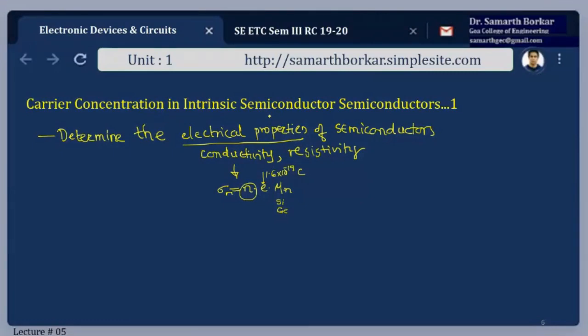Clear? So what will be the learning outcomes? At the end of this session, you'll be able to state the definition of Fermi level and Fermi-Dirac function. Then we'll try to understand the Fermi levels in semiconductors. To determine the electrical properties of semiconductors, whether intrinsic or extrinsic, such as conductivity or resistivity, we need to know the carrier concentration.